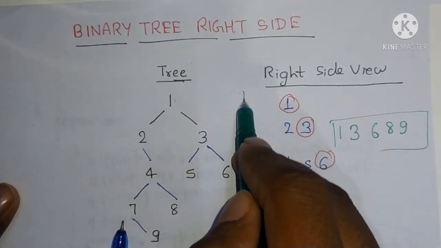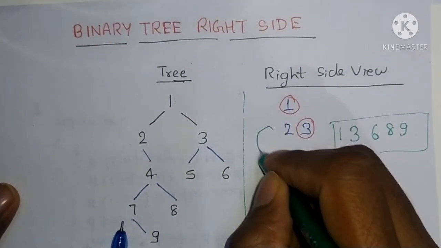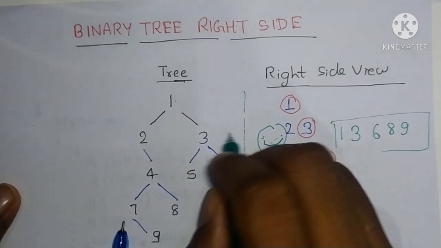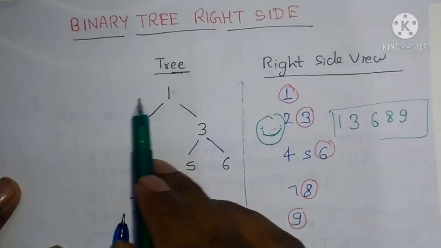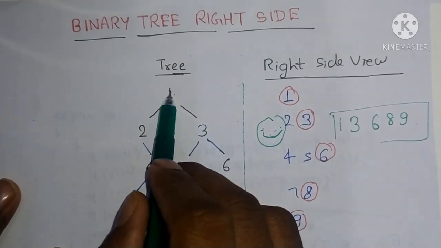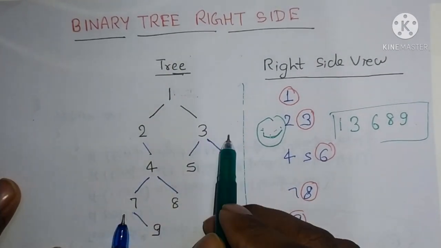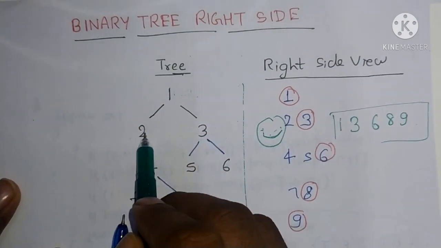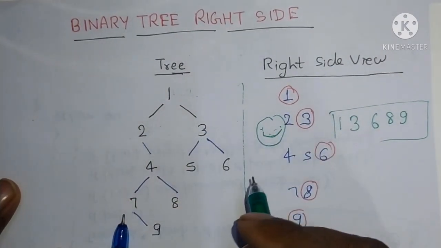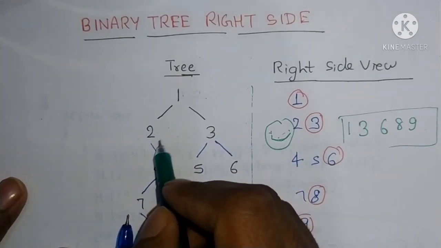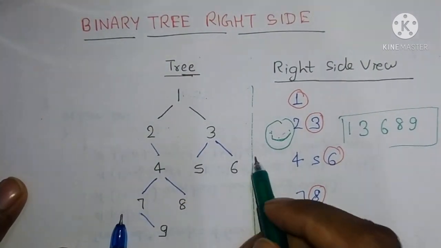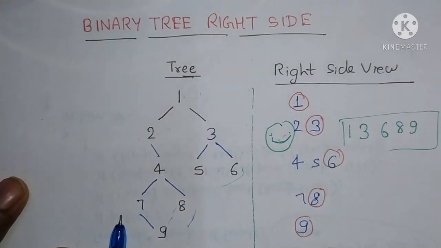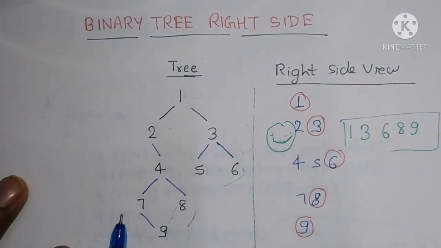Practically, suppose you are standing here and you have to see the tree from here. What you will see is that in this level you will see 1, in this level you will see 3 only, not 2, because this 2 will be behind this 3. If you look from this side, 2 will not be seen, then 6, then 8, then 9. This is the meaning of right side view. Okay, so let's see how to write the code.